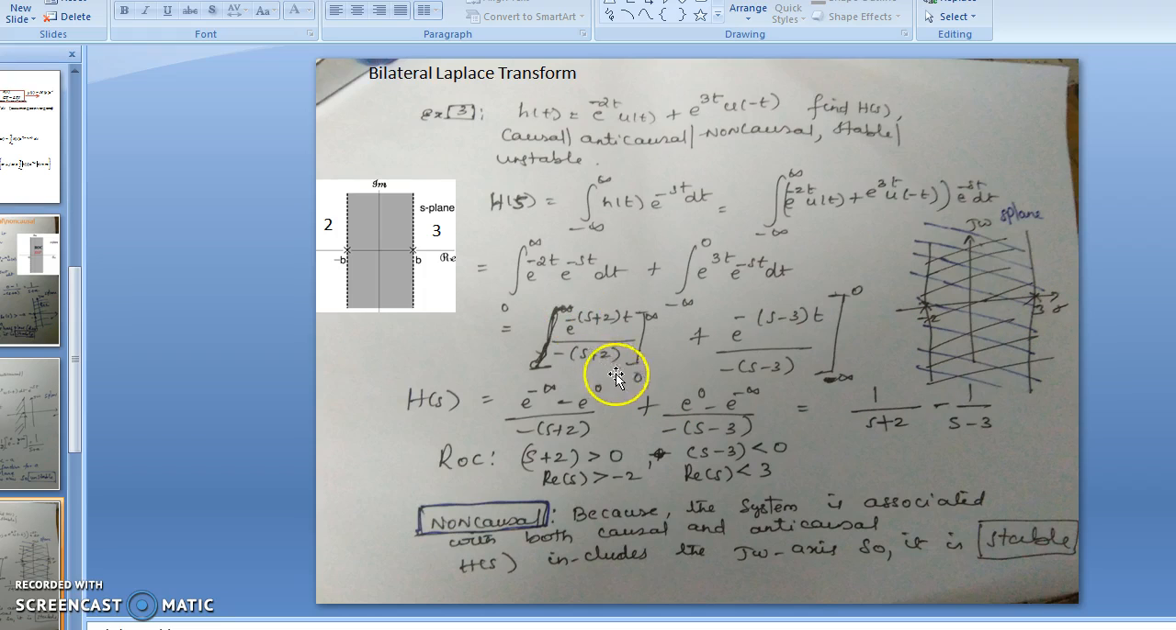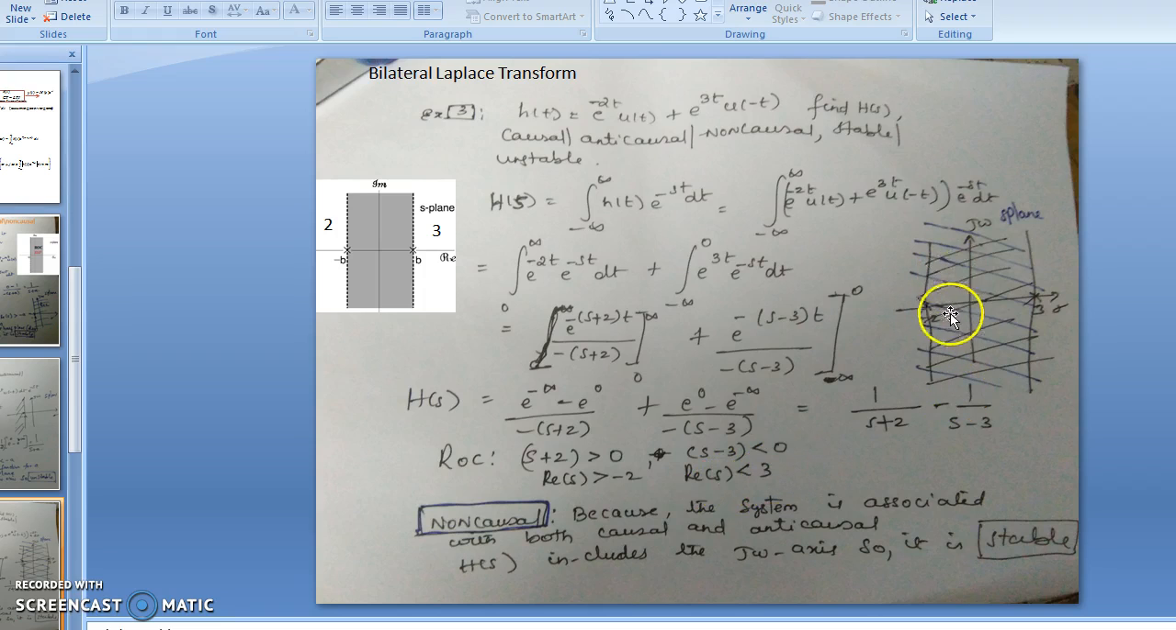Now in this, when we substitute the limit for the positive side signal, the ROC exists for a greater than 0, that is, the real value of s is greater than minus 2. Now in the negative side signal, the ROC exists for a less than 0, so that means the region of values will converge only for negative values. So ROC is real value of s less than 3.